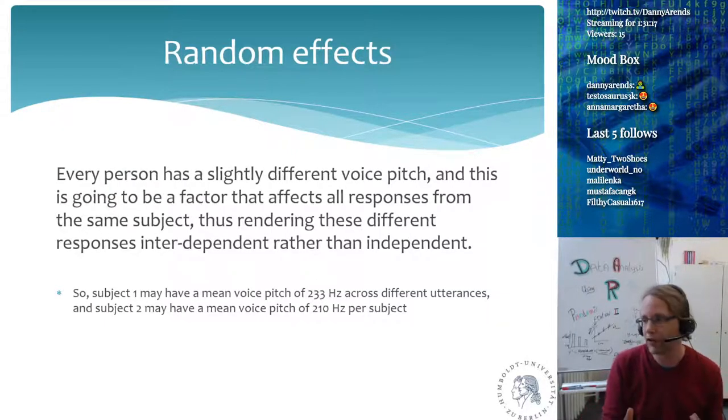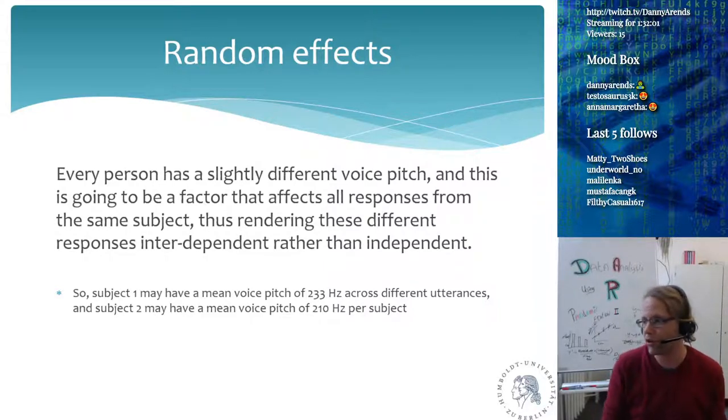So the random effects come in. Every person has a slightly different voice pitch, and this is going to be a factor that affects all responses from the same person, thus rendering the different responses interdependent rather than independent. This is just because if I'm speaking, my voice is different than someone else's voice, right? If someone else's voice is, for example, 233 hertz averaged, my voice could be a little bit lower, like 210. And this is the example that they give. So subject one may have a mean voice pitch of 233, while subject two may have 210. And this is very logical.